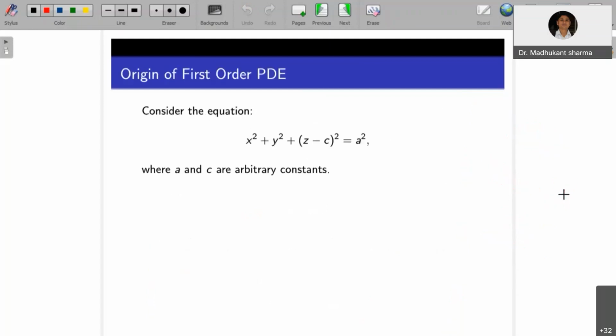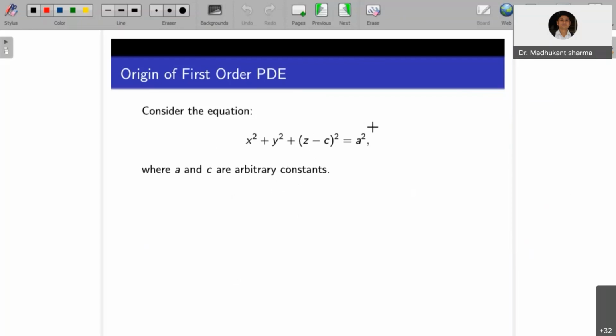Okay, so here is the family of spheres centered at (0, 0, c) with radius a, where a and c are arbitrary constants. If I wish to obtain the associated partial differential equation for this family, of course we have to differentiate partially. In general we will assume z is a function of x and y, so z is dependent and x and y are independent. That is the assumption.